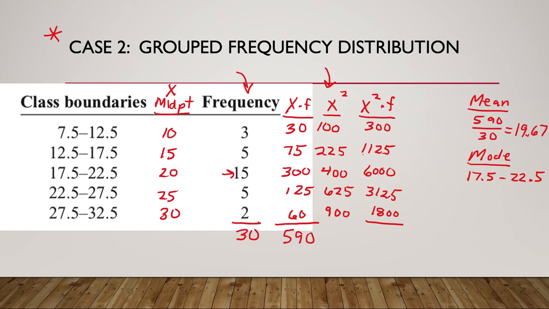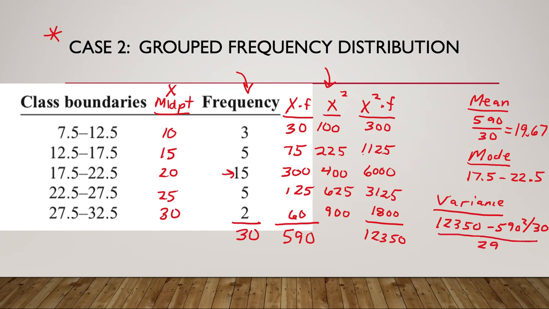All right, 12,350. Now I am ready to do my formula for variance because I have my larger sum. For variance, I'm going to do my bigger sum minus the smaller sum squared divided by the number of values, which is 30, all divided by 1 less, which would be 29. I'm going to put that in my calculator. That gives me 25.75 for my variance.